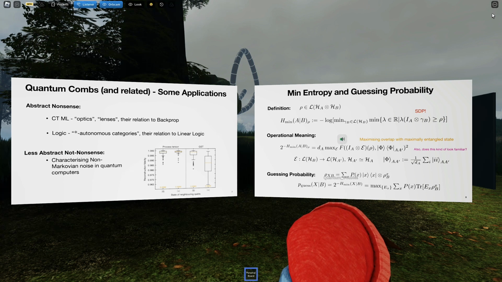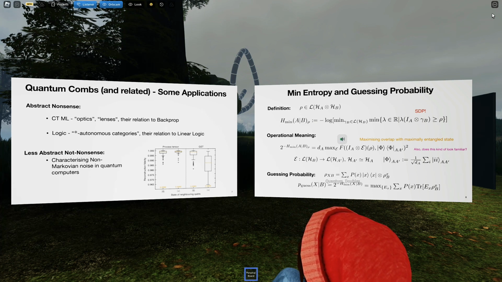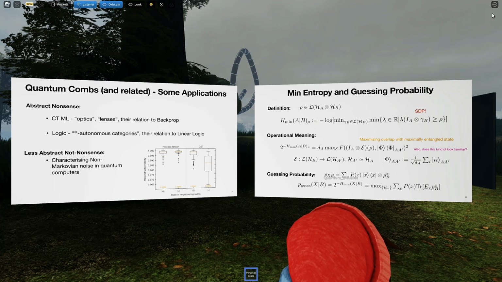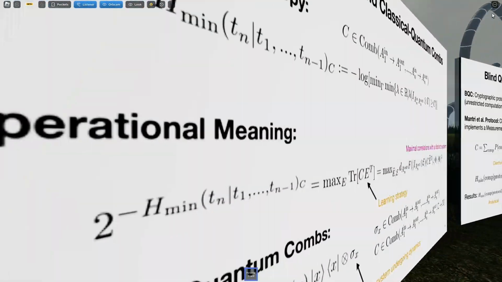And so this maximization form and the minimization form of the min entropy reflect this notion of strong duality of the semi-definite program. Often semi-definite programs can be formulated equivalently as a minimization as well as a maximization. Okay, I see that time is running on, so I think maybe I need to speed up a little bit.